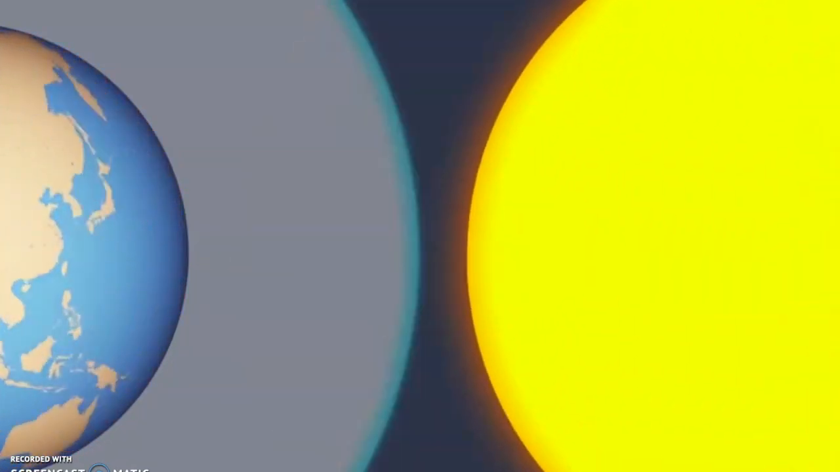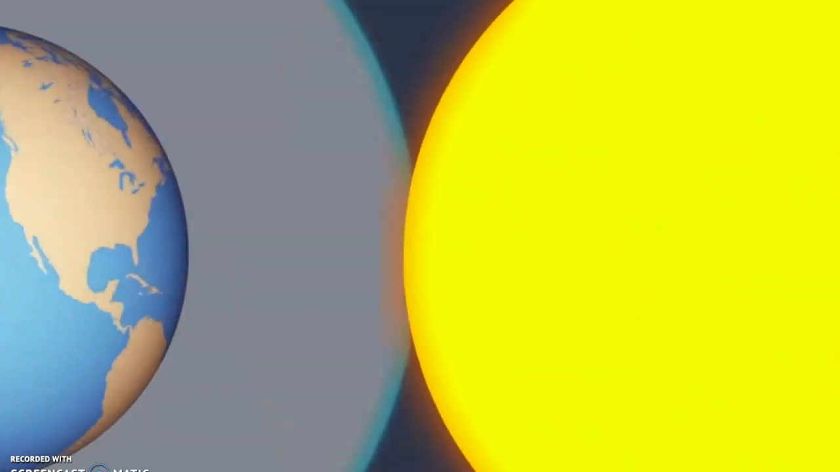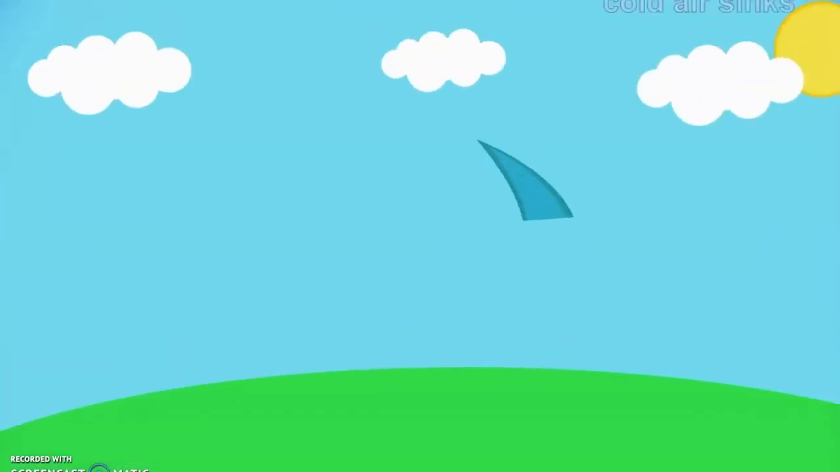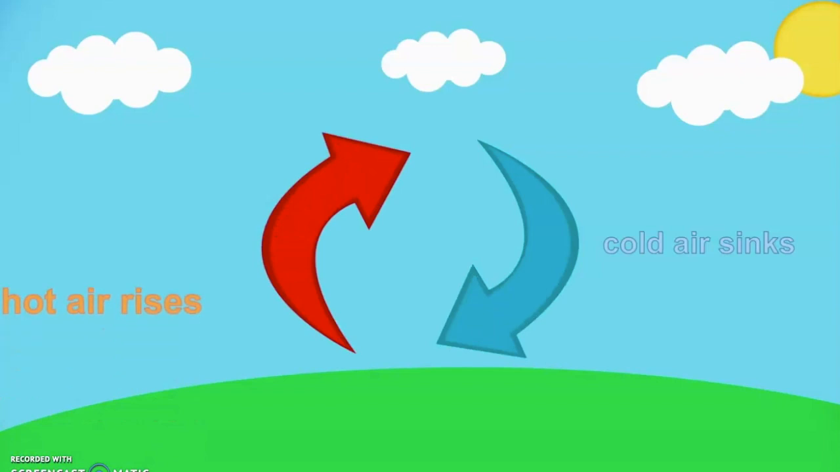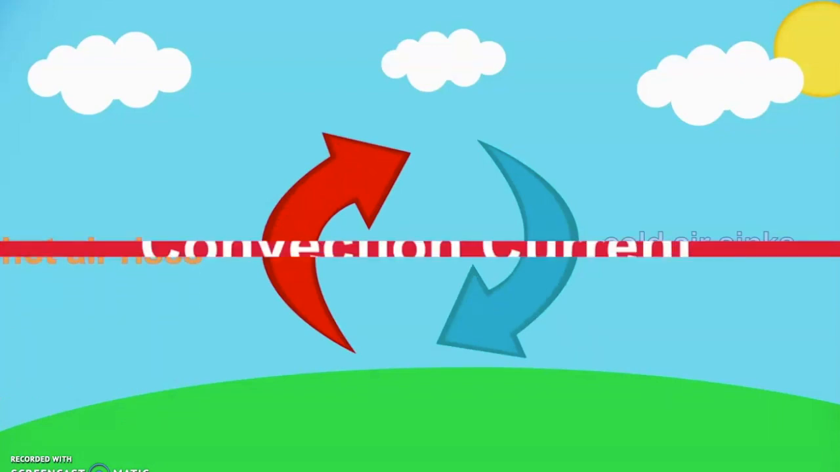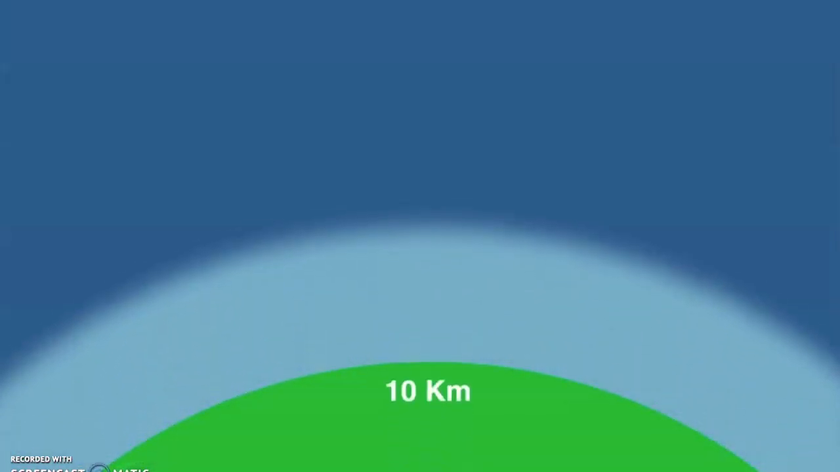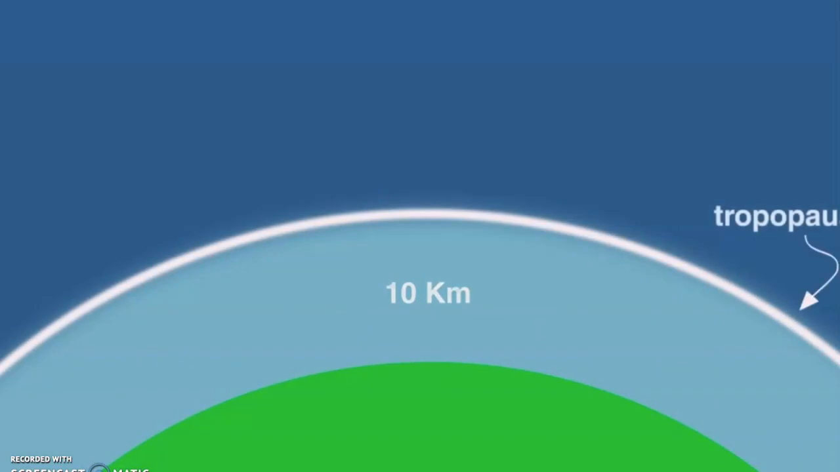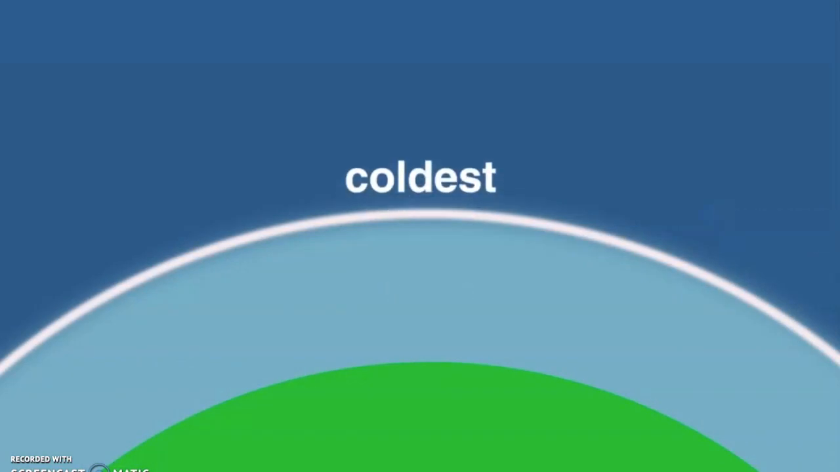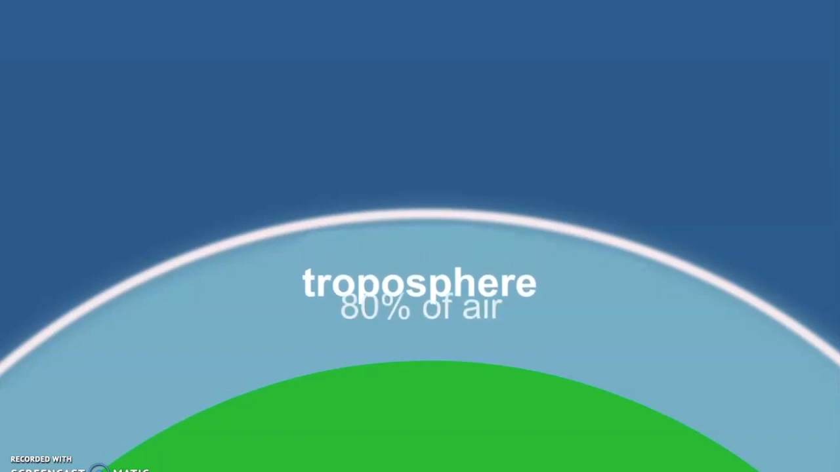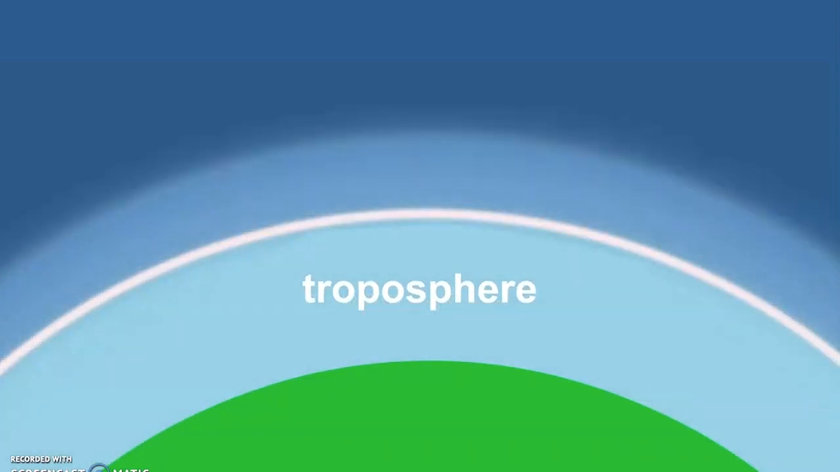Visible sunlight passes through the atmosphere and warms the ground, heating up the air at ground level. As the colder air above sinks, it pushes up the warmed air, which is less dense due to expansion. This movement, known as convection current, gives us our weather systems. The atmosphere gets colder and colder till you reach about 10 kilometers, the tropopause, where the temperature is coldest. Below this is the troposphere, containing 80% of our air, and all the weather. Above the tropopause we have the stratosphere.